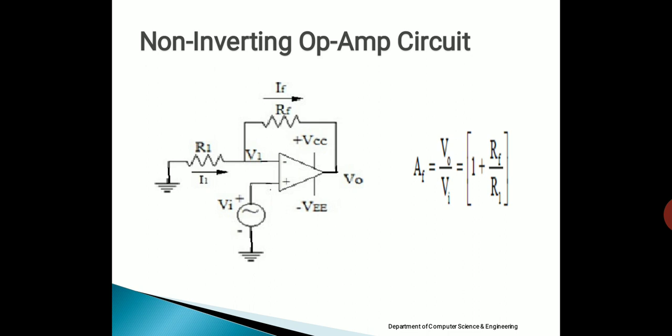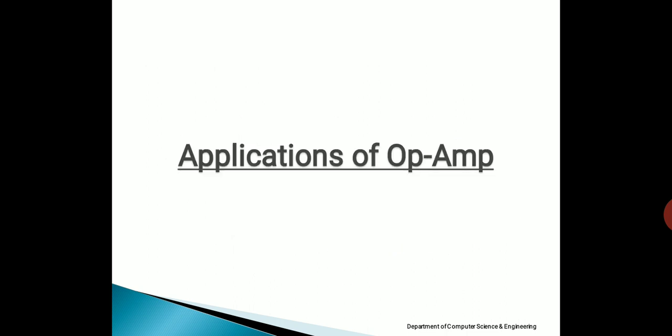After knowing the two important closed loop configurations of the op amp, that is the inverting op amp circuit and the non-inverting op amp circuit, the next important part in this module is the applications of op amp. As you all know, op amp is nothing but operational amplifier. Why is op amp called an operational amplifier? Because it can be used to perform mathematical operations like addition, subtraction, differentiation, integration, etc. Hence the name operational amplifier.